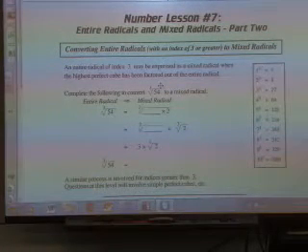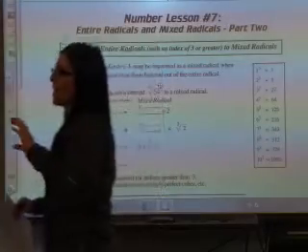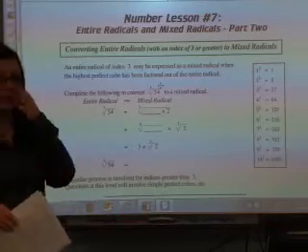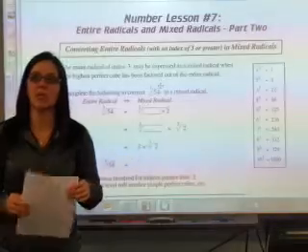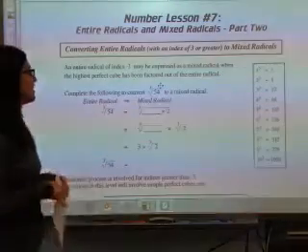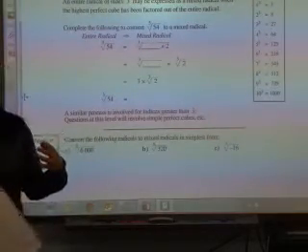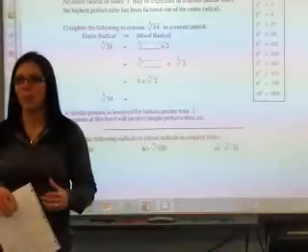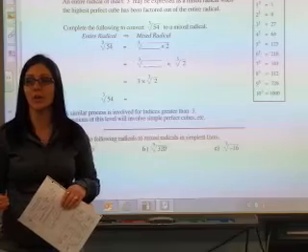Okay, so lesson number 3 continues on what we did yesterday with converting from an entire radical to a mixed radical, or a mixed radical to an entire. Only this time we're not just looking at square roots. We're looking at cubed roots or fourth roots or fifth roots and looking at that process. So, like a square root, when we were trying to convert an entire square root radical into a mixed square root radical, we had our list of perfect squares that we were looking at.